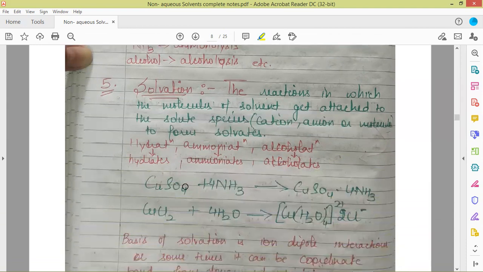Next are the solvation reactions. The reactions in which the molecules of solvent get attached to the solute species are called solvation reactions and lead to the formation of solvates. When we take water as a solvent, the reaction will be hydration and hydrates will be produced. If we take ammonia as a solvent, the reaction will be called ammoniation and we'll get ammoniates. If we take alcohol as a solvent, it will be called alcoholation and alcoholates will be produced.